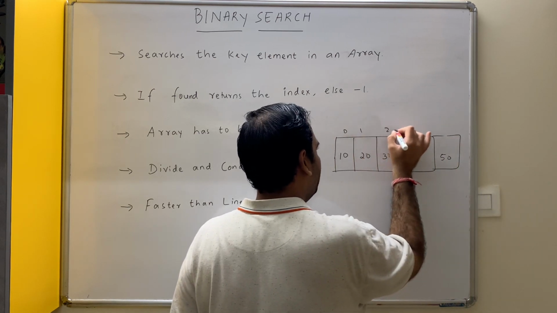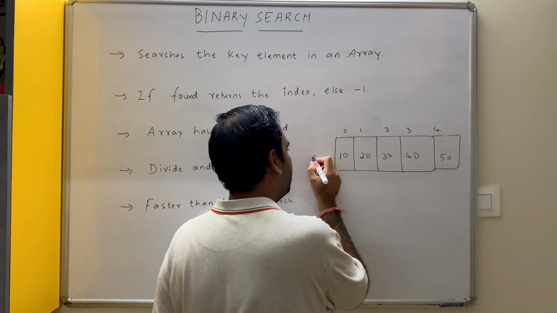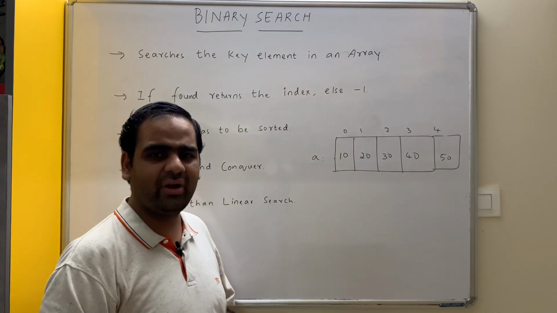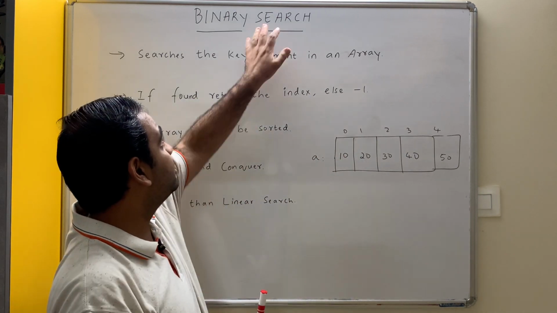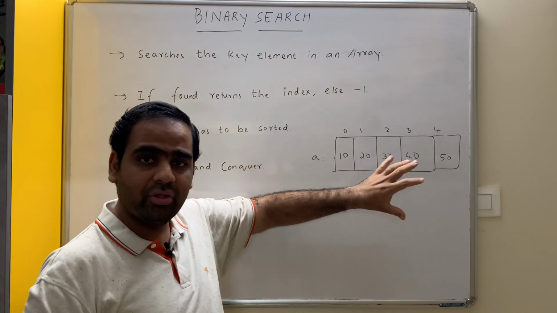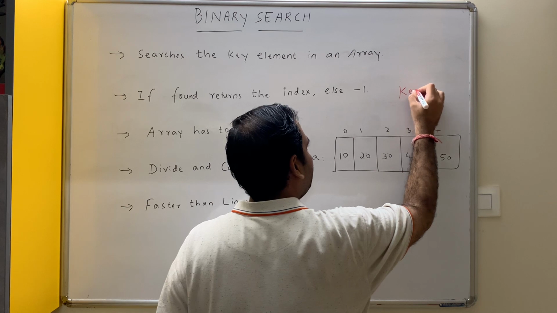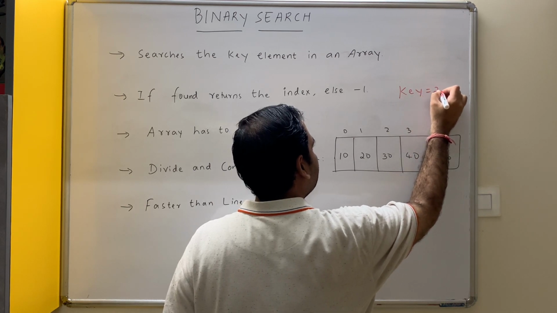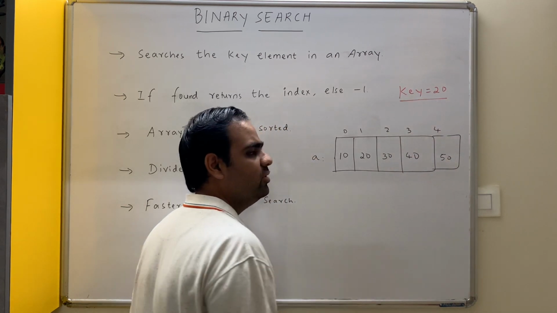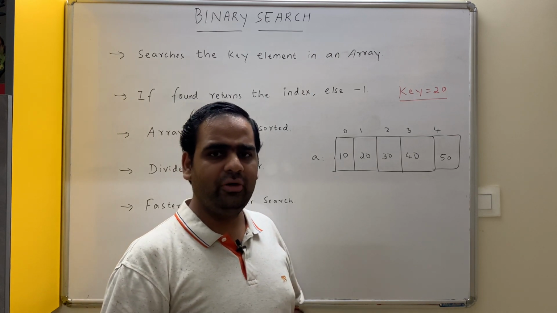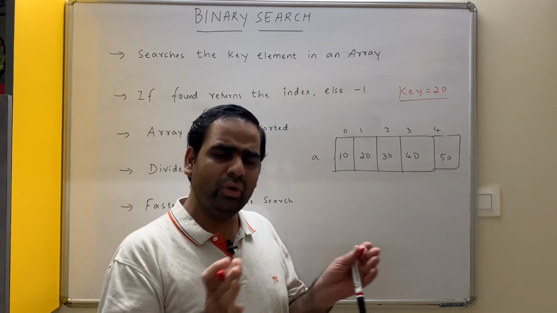Now what we do, we first want to know what is the key element that you want to find. Right, because I said search. What you want to search? You want to search some key element, and let me take the key element to be equal to 20. Now first what we do, we divide the array into two equal parts.